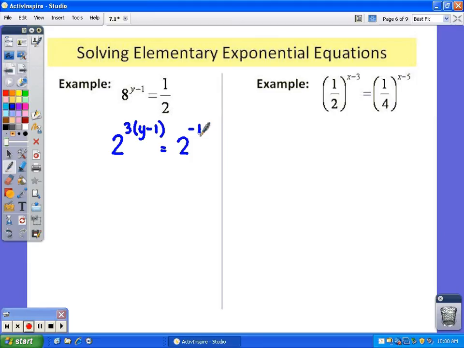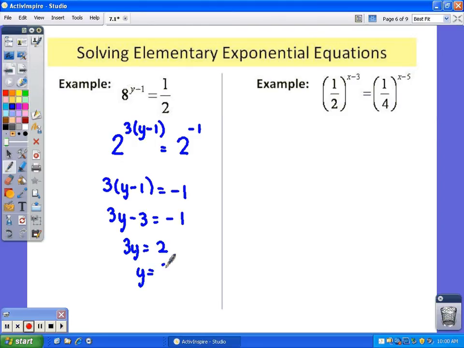So again, if we have the left and the right hand side being equal, the bases are equal, so that would tell me my exponents would have to be equal. Now solving, we would distribute the 3. We would add 3 to both sides and divide by 3, and we would get y to be 2/3.